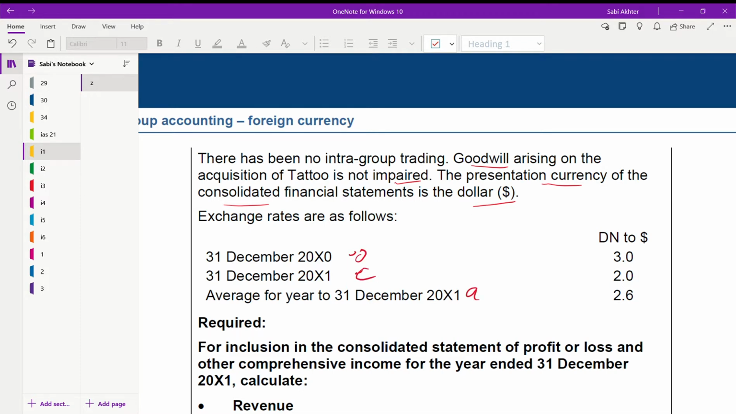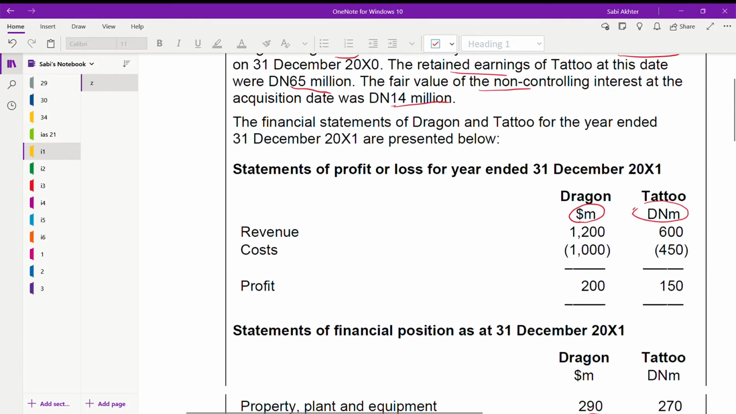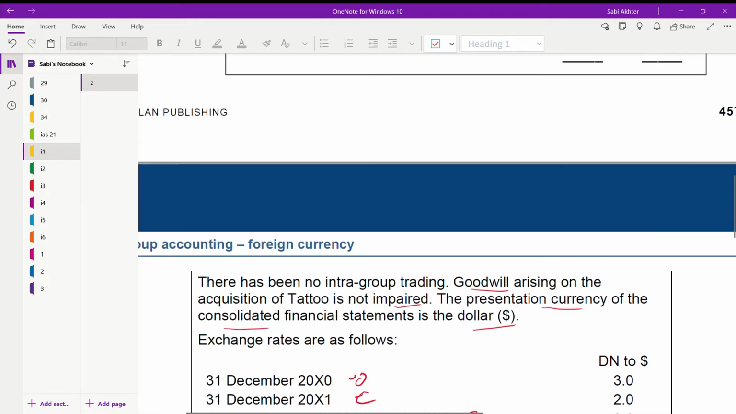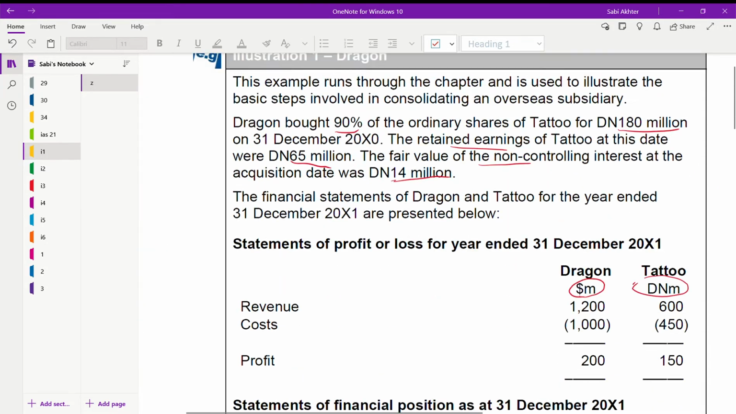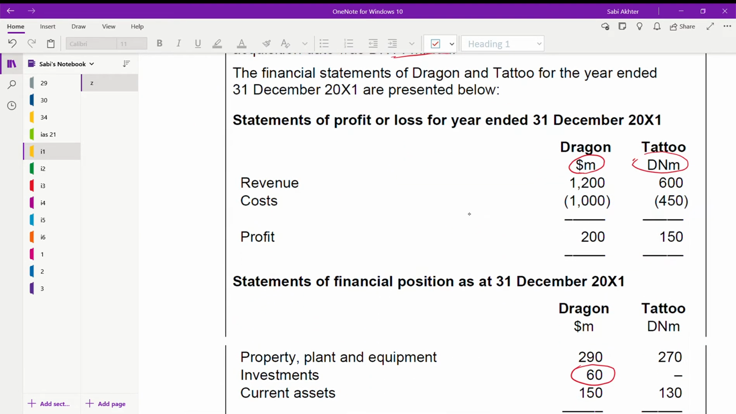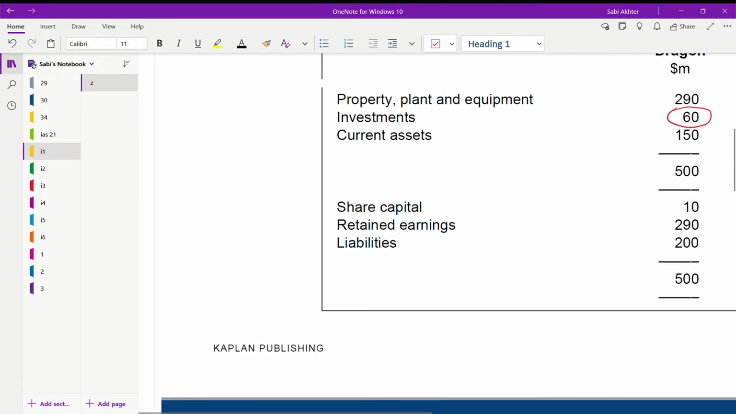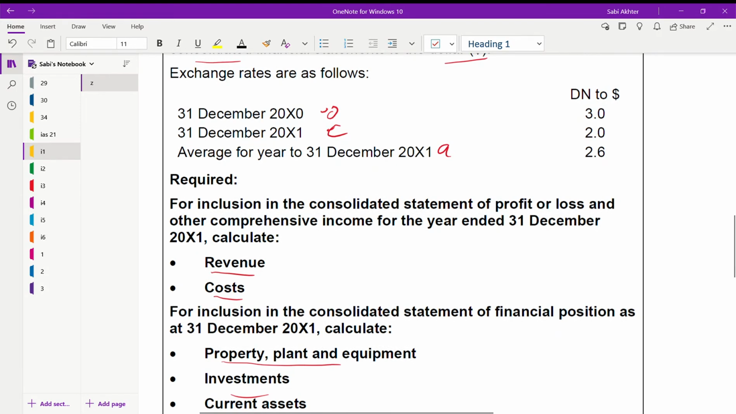3 opening, 2 closing, and 2.6 average. Now, when it comes to revenue, tell me which rate you have to use for revenue and cost. It is 2.6, both for revenue and for the cost. You have to divide it by 2.6 to get it in dollar. 600 divided by 2.6 and 450. All income and cost will be at the average rate 2.6.